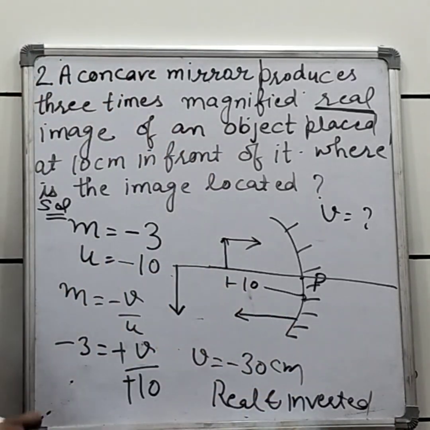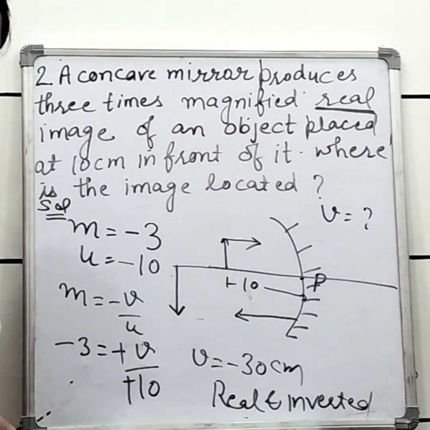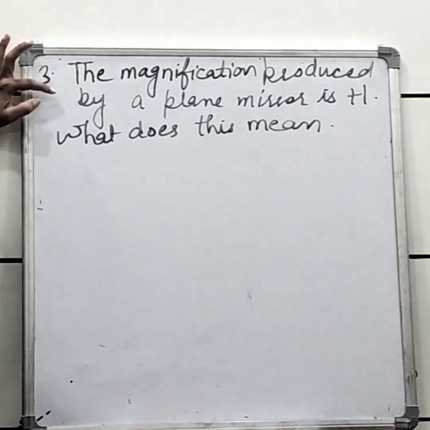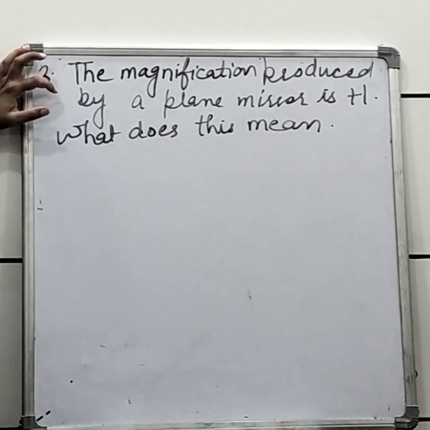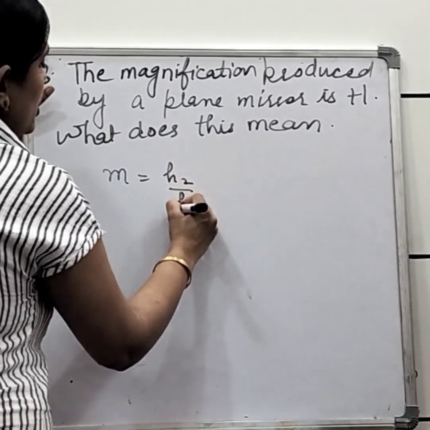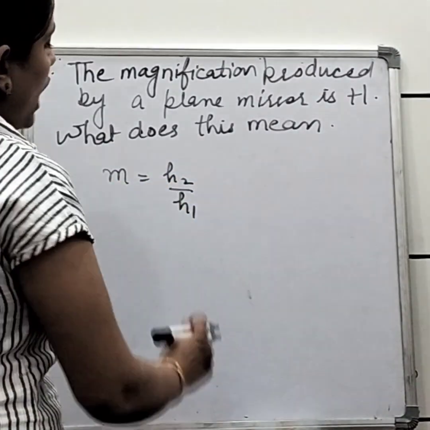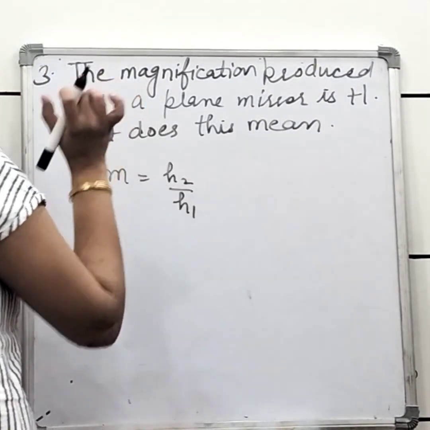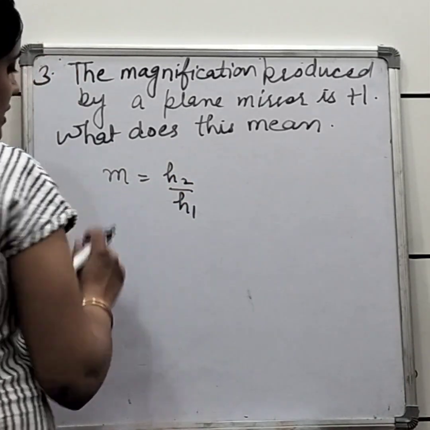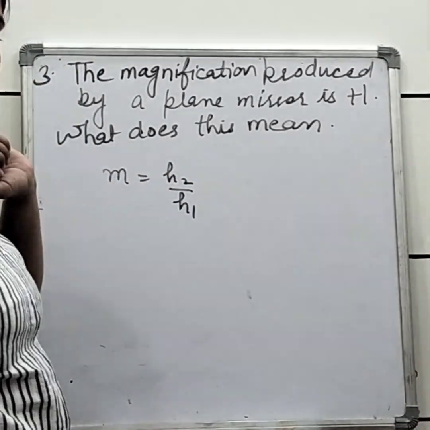And it is on the left side of the object. Now the third numerical: the magnification produced by a plane mirror is +1. You all know that magnification is equal to h2 by h1. When the height of the image and the height of the object are the same, its value is 1. It means the size of the object is equal to the size of the image.